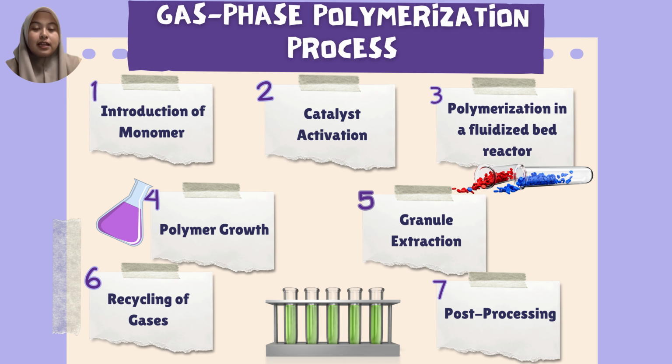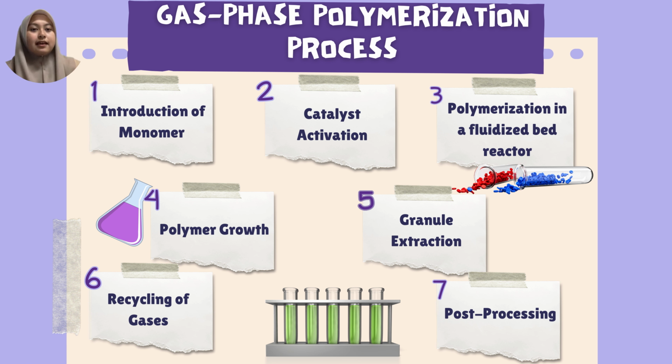So now let's get into the detailed process of gas phase polymerization. The first one is introduction of monomer. This process begins with the introduction of gaseous monomer into the reactor. For polyethylene production, ethylene gas is the main monomer, and other co-monomer like butene or hexene may be added to tailor the properties of the final product.